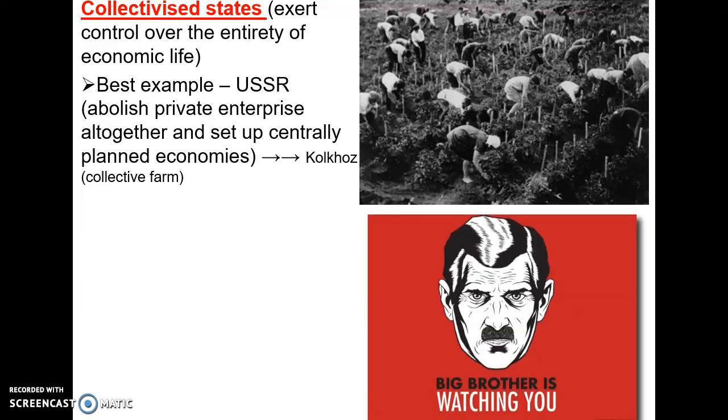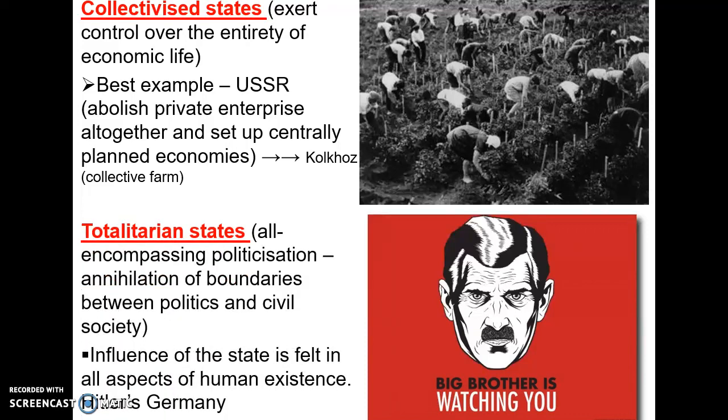We also have, see if you can guess this type of state, totalitarian states. They are all-encompassing in terms of politicization, the annihilation of all boundaries that separate politics and civil society. In other words, the influence of the state is felt in all aspects of human existence, not only the economy, but also in education, culture, religion, family life. It's all-encompassing politicization. For example, Hitler's Germany was a totalitarian state.